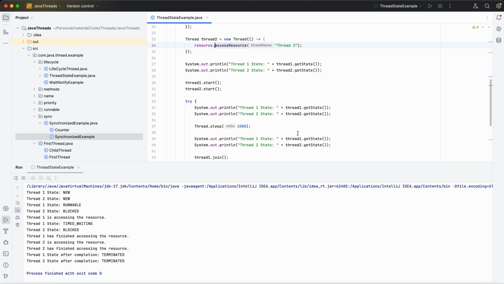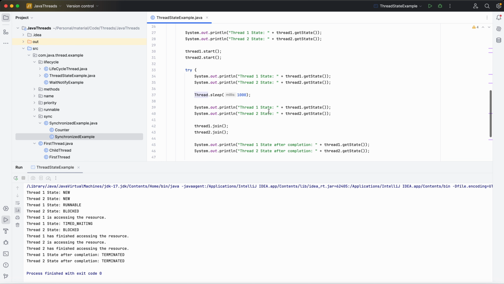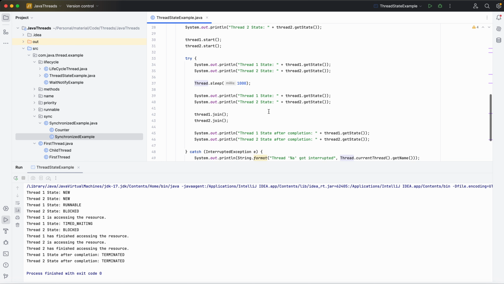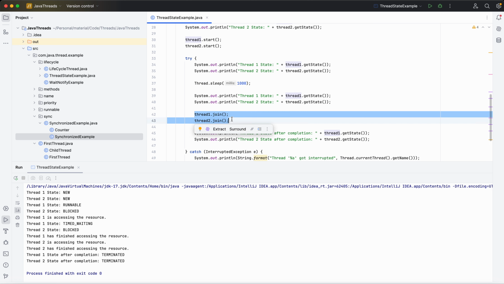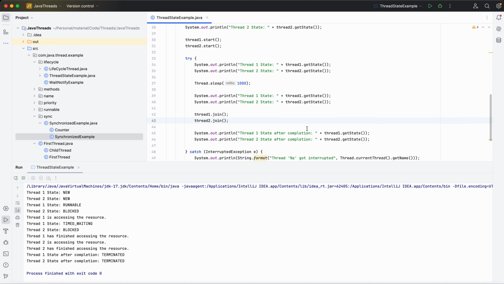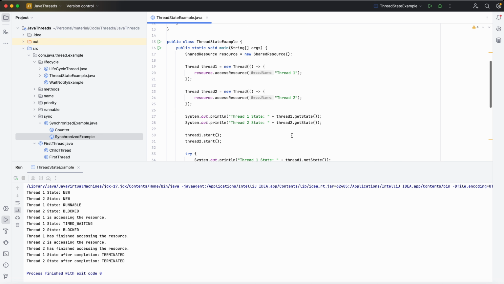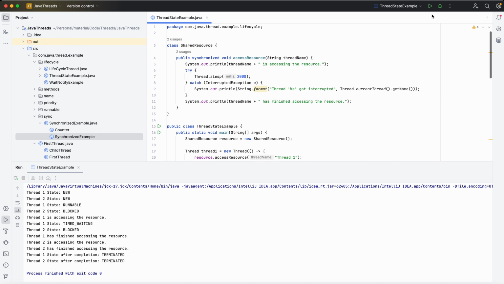Here one thread will be in timed waiting because we are waiting for some time for the thread to complete the access resource method. After that we will join both threads. That means the main thread has to wait till these two threads complete. After this both threads will go into the terminated state. So now we will execute this program.